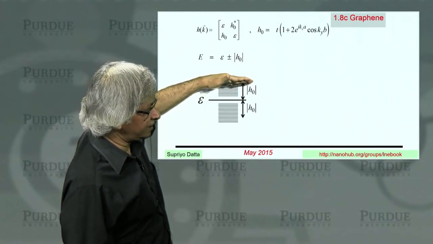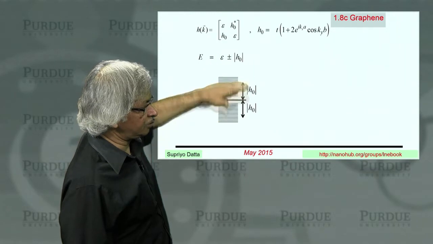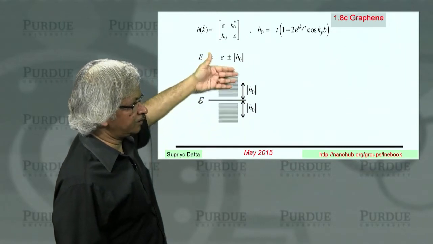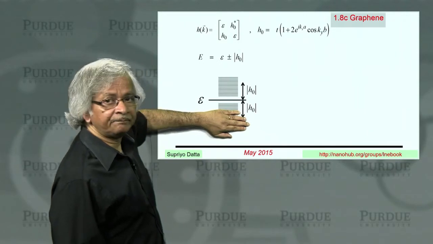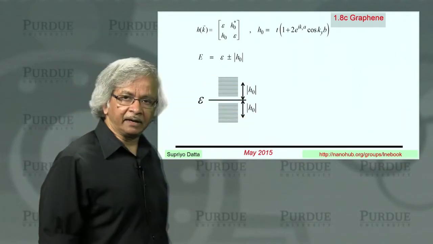But if you get a level there, there'll be another one down here. So it will always be like a mirror. Whatever you get up here, the mirror image will be down here. Okay? They'll all occur in pairs.